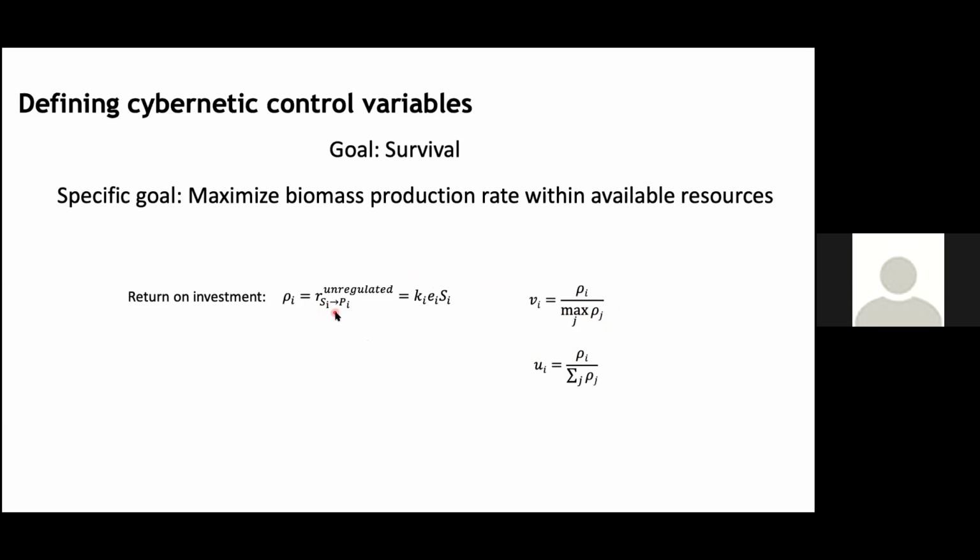In this simple formulation, the return of investment can be just the unregulated rate constant for the formation of product Pi from the substrate Si.